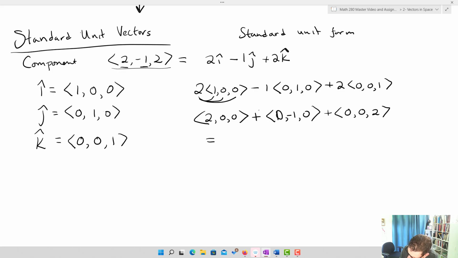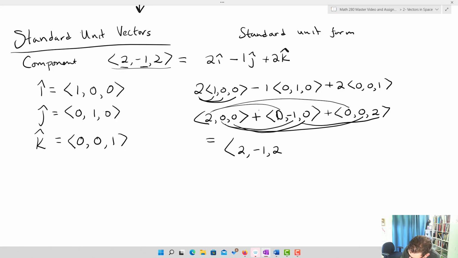And when we combine all of those together, we've got 2 plus 0 plus 0, 0 plus negative 1 plus 0, and 0 plus 0 plus 2. So we end up with 2, negative 1, 2, and you can see that we actually end up with the same exact vector. What's happened here is that we've basically broken up the vector into pieces. That's what happens when we write it in standard unit form. When you get into linear algebra, these are going to be called standard basis vectors, and they're going to become really handy for computation and to visualize spaces. So we're going to use them a little bit now inside of Calc 3.